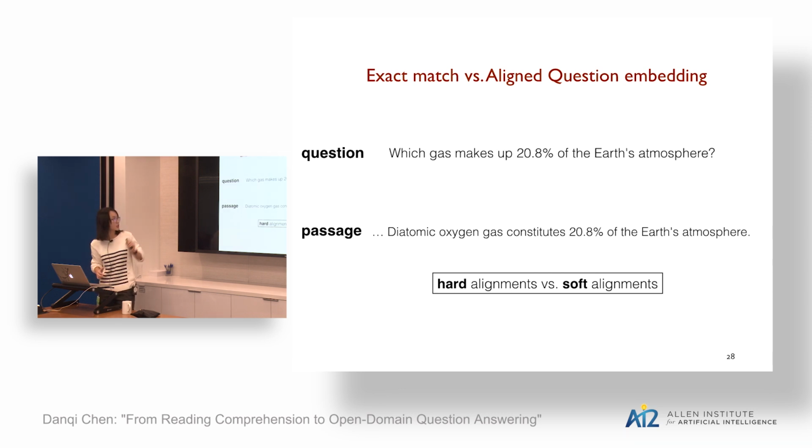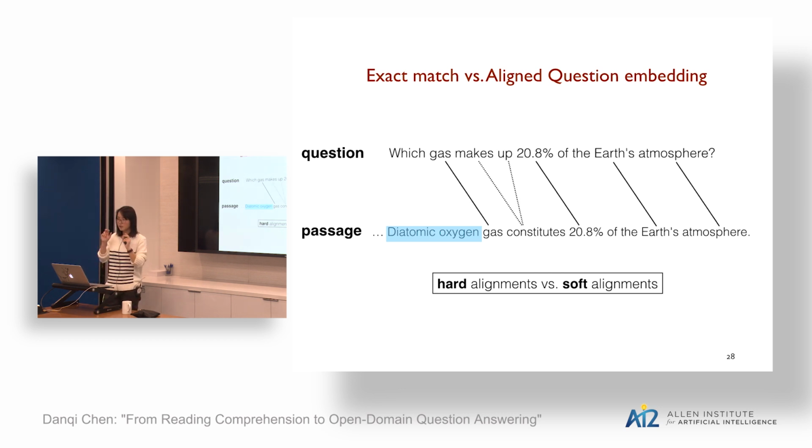So I have an explanation about the difference between the exact match and aligned question embedding. Here you can see a question, and also a sentence in the paragraph. The exact match feature captures these hard alignments, the exact words that appear in the question and also appear in the passage. But we also should have this soft alignment, because you cannot always find an exact match between the words. The hope is that this aligned question embedding can capture this kind of soft alignment.